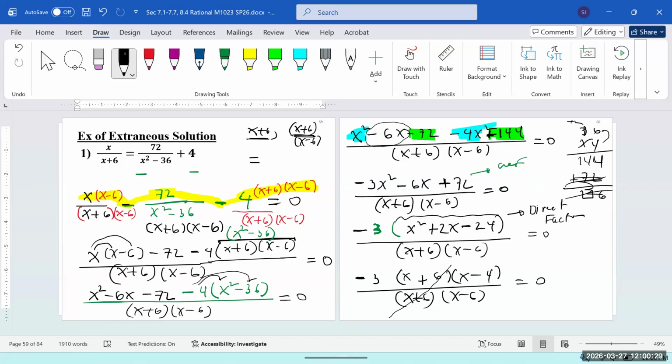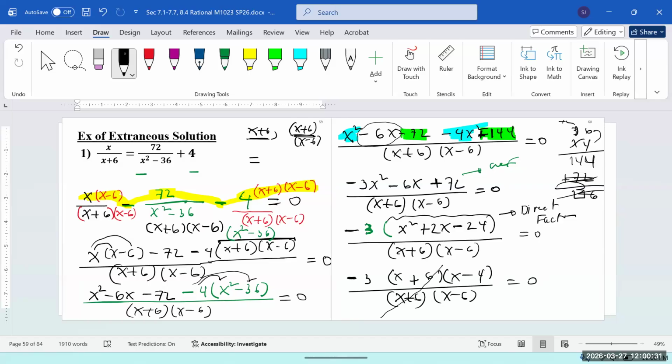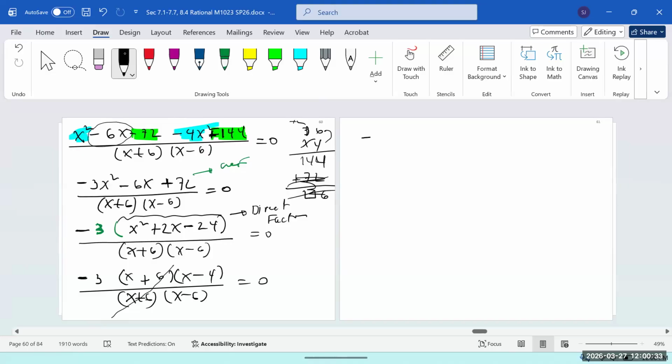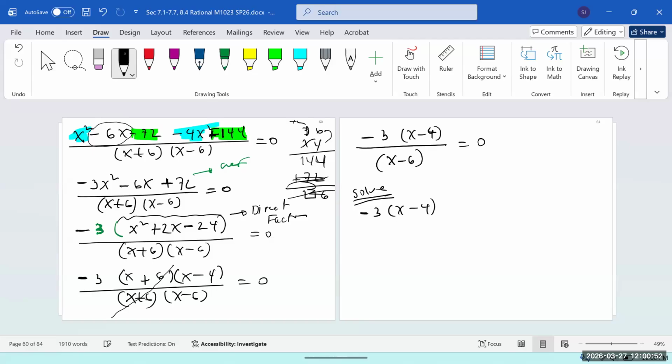Cancel. Since it canceled, you don't have to worry about the denominator. We have negative 3, x minus 4, and then x minus 6 equals 0. So we are done with addition, subtraction, multiplication, division, everything. And now comes our solving part. We take the numerator and set it equal to 0. Does negative 3 have any x next to it? No, it's a single negative 3.